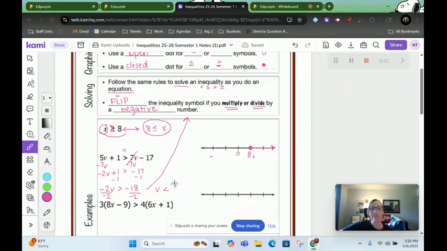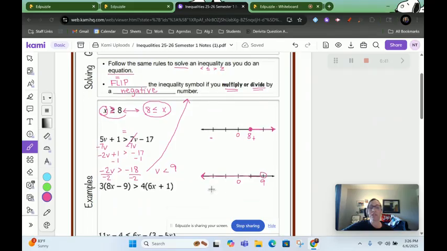And negative 18 divided by negative 2 is a positive 9. So if I put 0 in the middle, that means 9 is way up here. It's an open circle because I don't have an equal to. And we're going to shade to the left because all of these numbers are less than or smaller than 9.